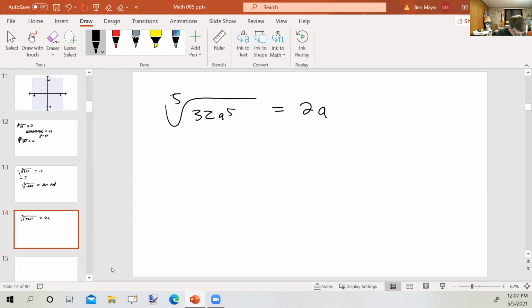What about this one? The 6th root of 64, b to the 6th. Well, the 6th root of 64 is 2, and the 6th root of b to the 6th is b. But I do need absolute value bars here because I'm taking an even root, and b could be negative or positive, so I need to make sure it's not ultimately negative.